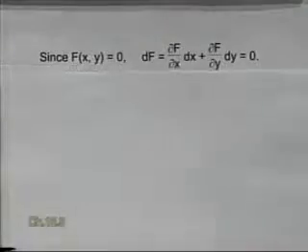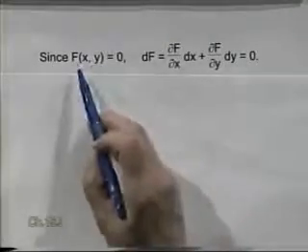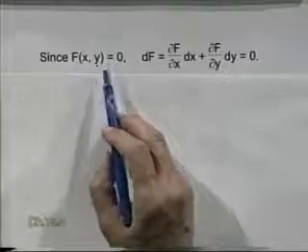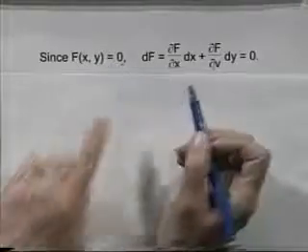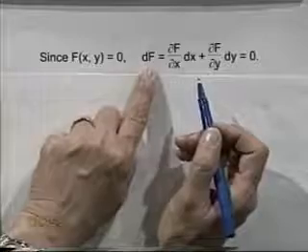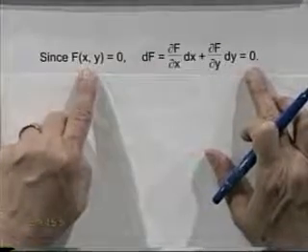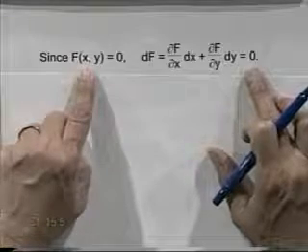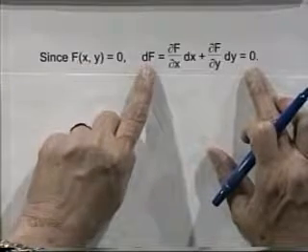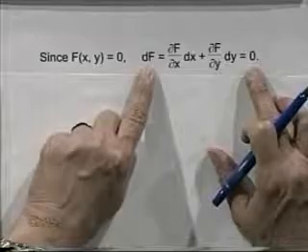Now watch what happens here. If big F is a function of x and y, and it is equal to 0, then its total differential is equal to 0. And you say, why is that the case? Because F is never changing. F is always 0. So if you ever ask me how much does F change, it's 0, because it's not changing.